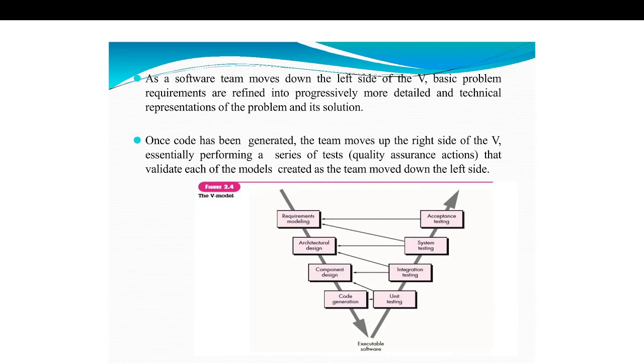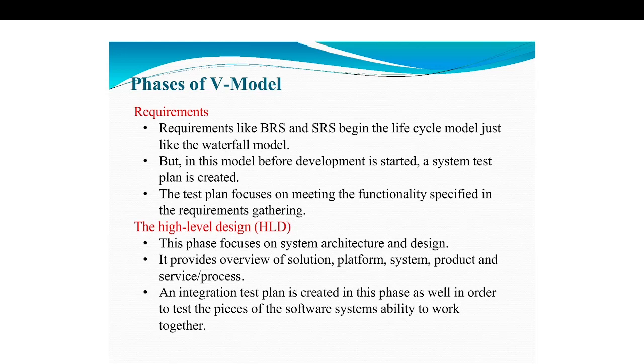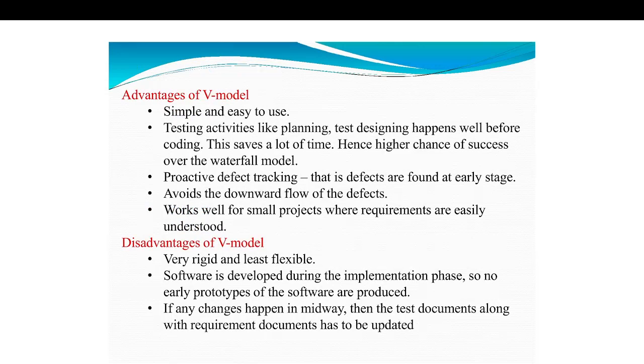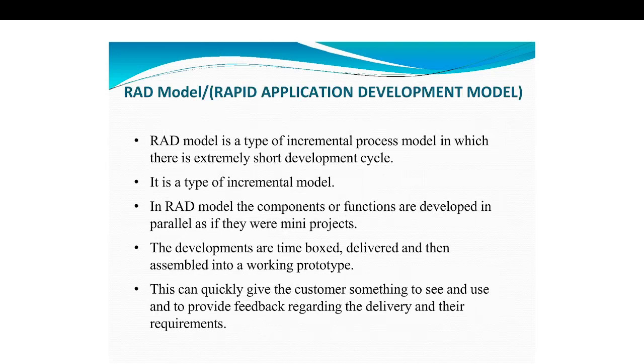The V-shaped model has requirement analysis, requirement modeling, architectural design, component design, and code generation, then unit testing, integration testing, system testing, and acceptance testing. Once the code is generated, the team moves to the right side of the V, essentially performing a series of test cases that validate each of the models created as the team moved down the left side. The phases in the V model are requirements, high level design, low level design, implementation, and coding. There are advantages and some disadvantages. Okay, and then the RAD model.